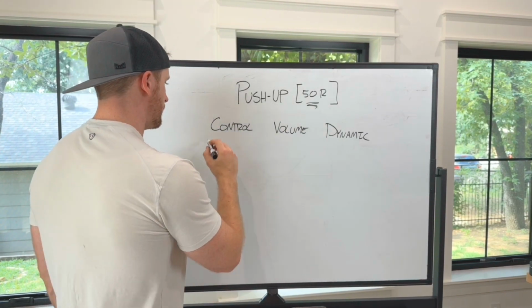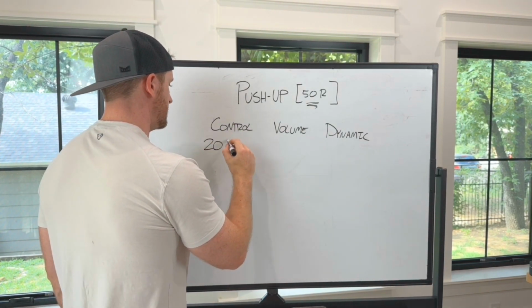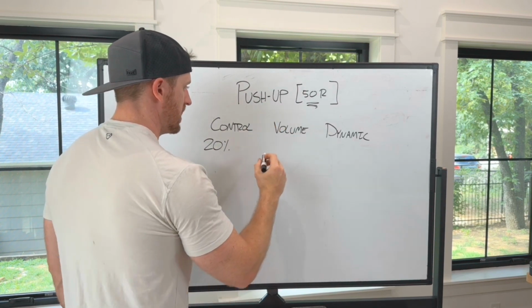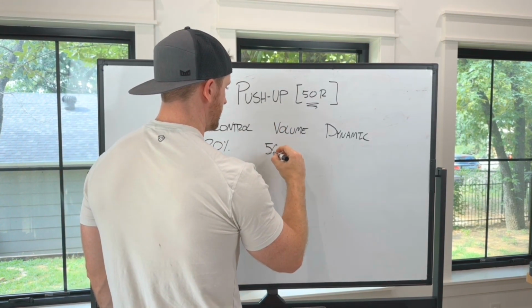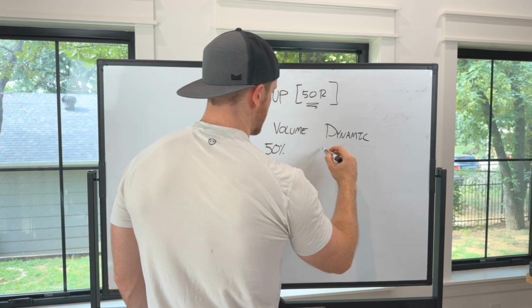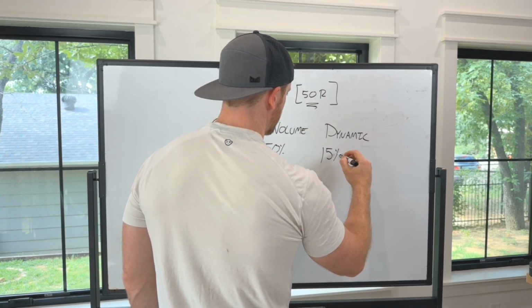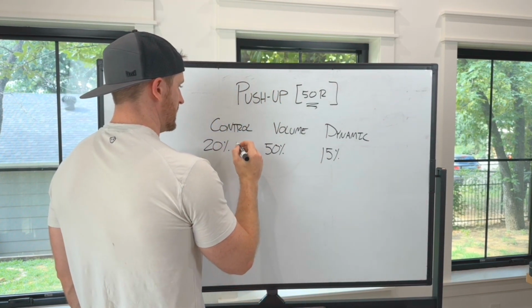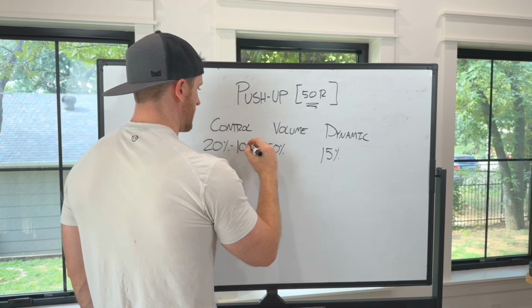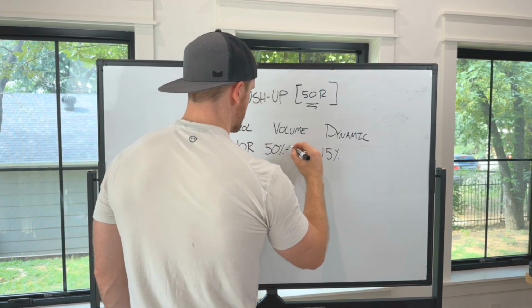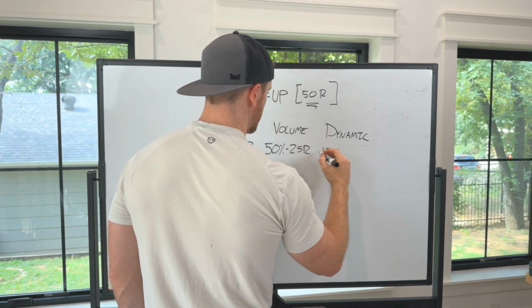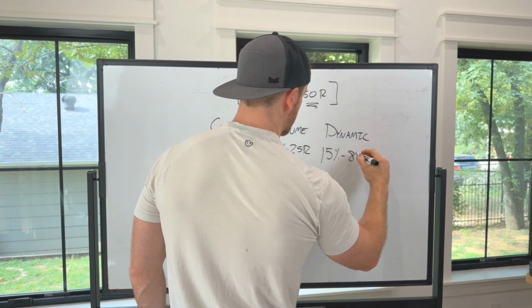So in control, we're going to be doing 20% of our max. For volume, we're going to be doing 50% of our max. And dynamic, we're going to be doing 15% of our max. So if we break that out, that would be 10 reps here, that would be 25 reps here, and that would be 8 reps here.